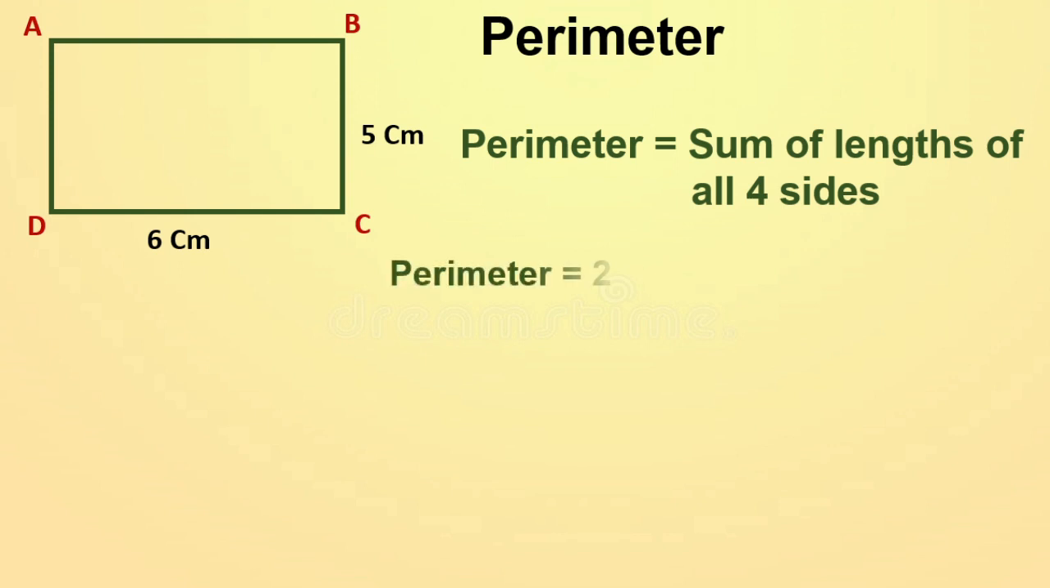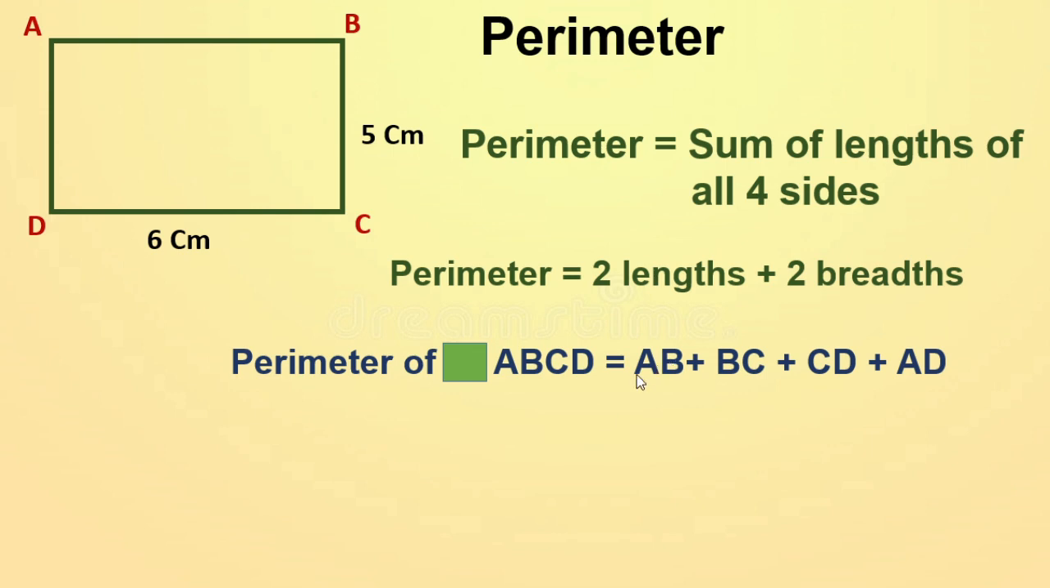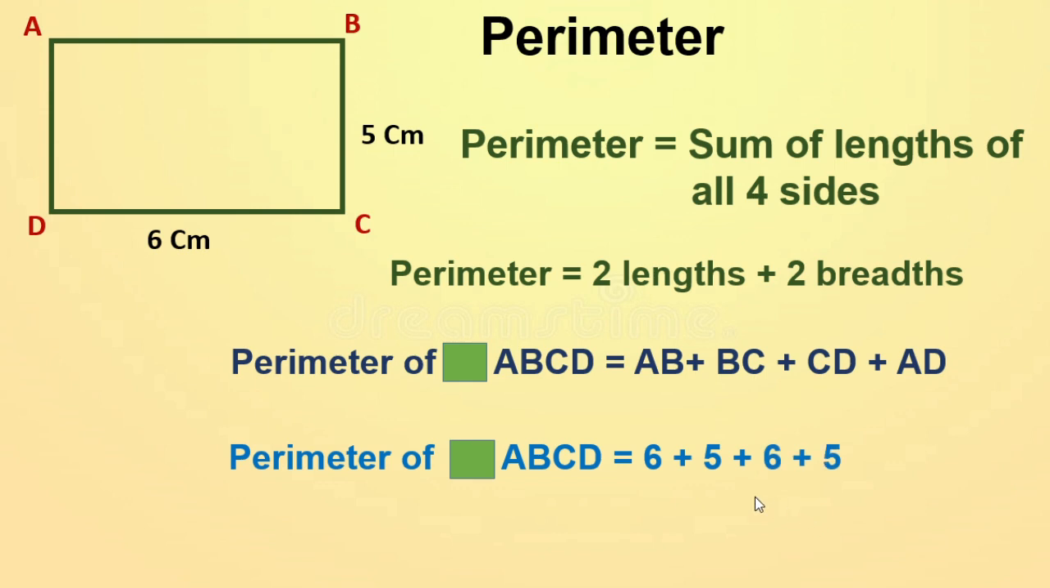Remember this, okay? So we can write here perimeter is equal to 2 lengths plus 2 breadths. This is breadth. This is length. AB is length. So 2 lengths, this first one, this is second one. And 2 breadths, this is first one and this is second one. So we can write AB plus BC plus CD plus AD. This you know. So here 6 plus 5 plus 6 plus 5. Got this? 2 times length we have written and 2 times breadth we have written.